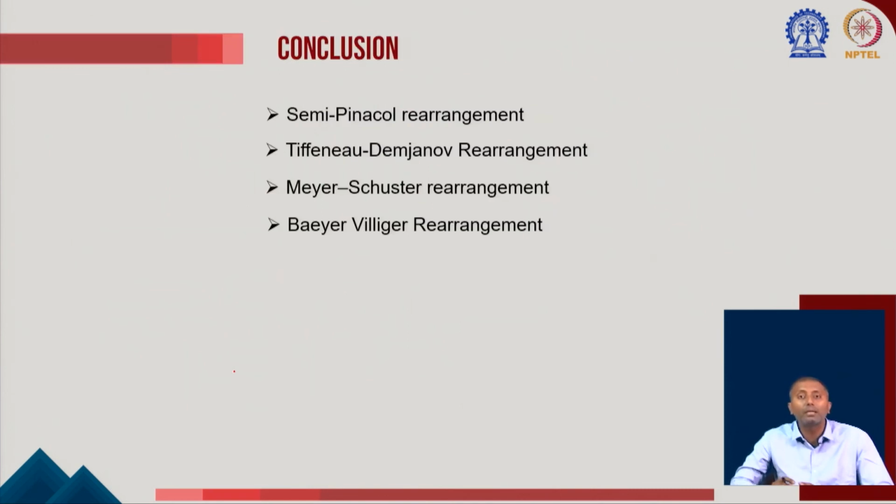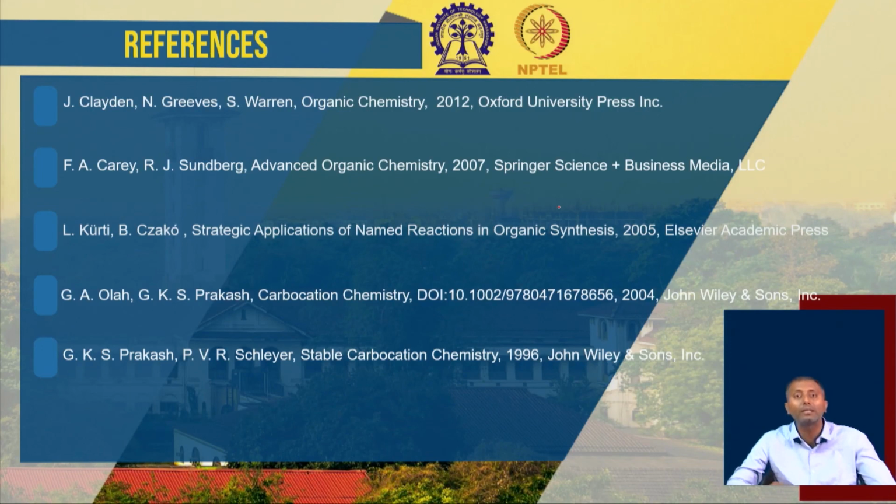So I think we have learned very important things. We have learned the semipinacol rearrangement here. We have learned about the Tiffeneau-Demjanov rearrangement. We have learned about the Meyer-Schuster rearrangement. We have learned about the Baeyer-Villiger, and finally the Beckmann rearrangement. So these are very important topics. There are reference books you can go through, such as Clayden, Carey and Sundberg, and other books.